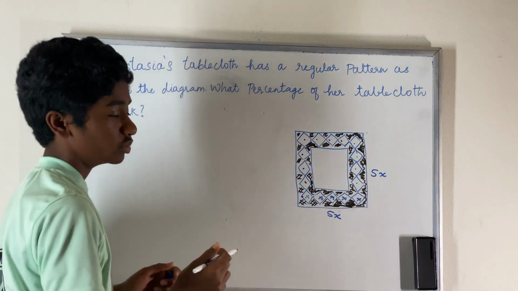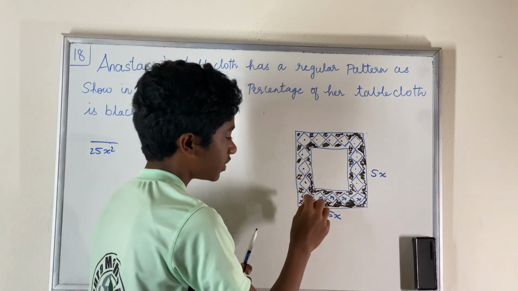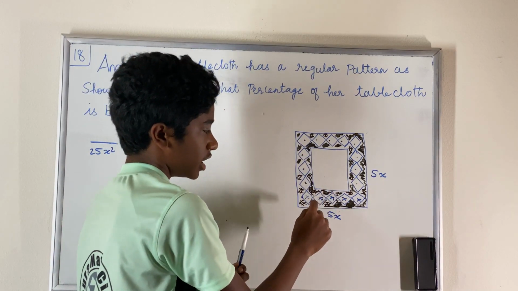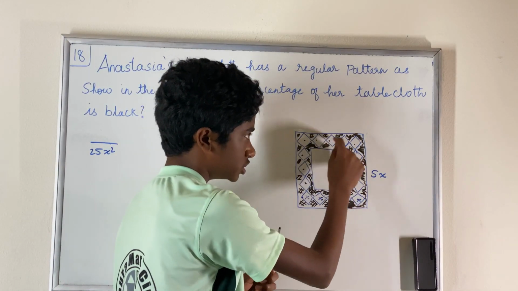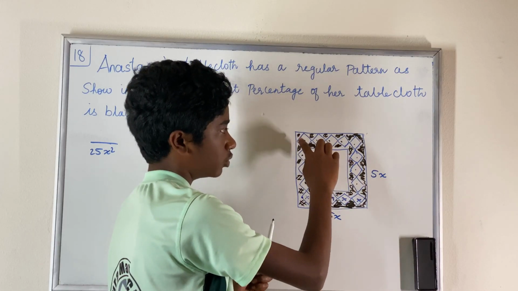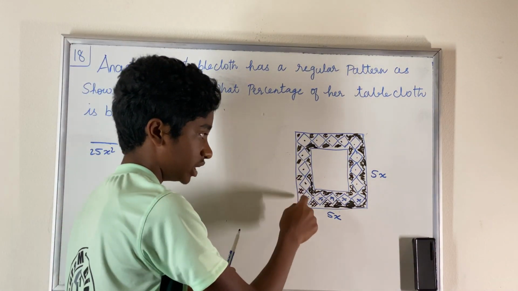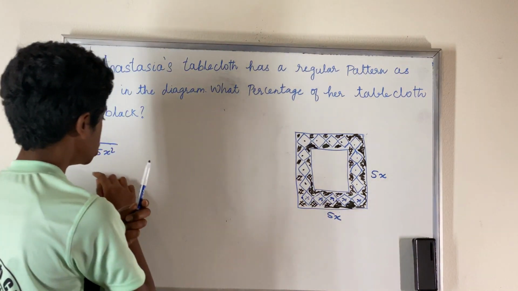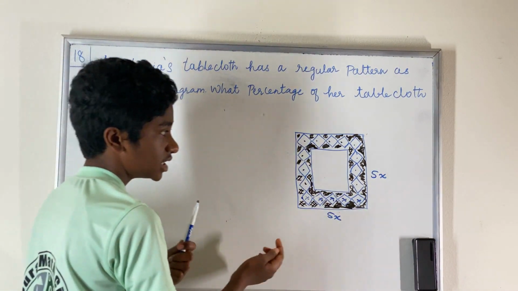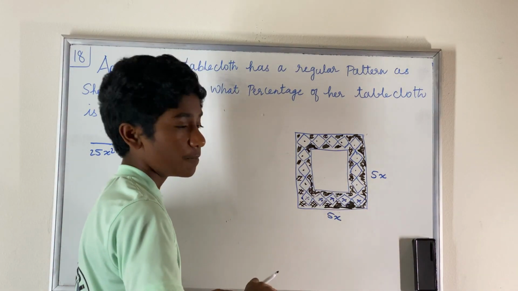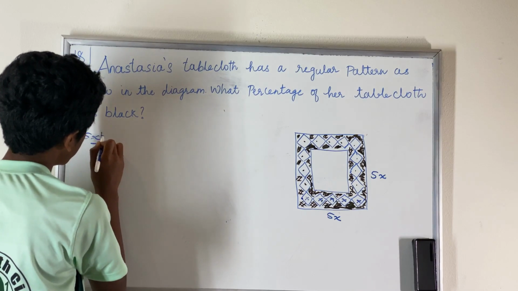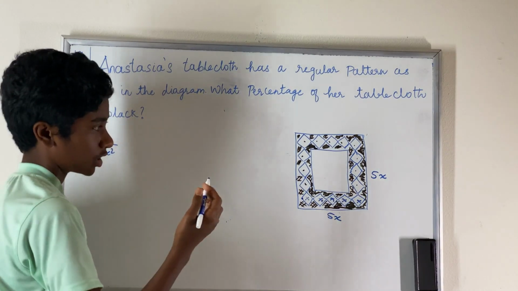And now to find the numerator. To find the numerator, we have to find the area of the medium square, and then add it with the area of all the smaller squares. But this is only the area for the white. We're trying to find the area of the black. So what we would do is subtract the area of the white from 25x squared. So first let's do 25x squared minus, okay.